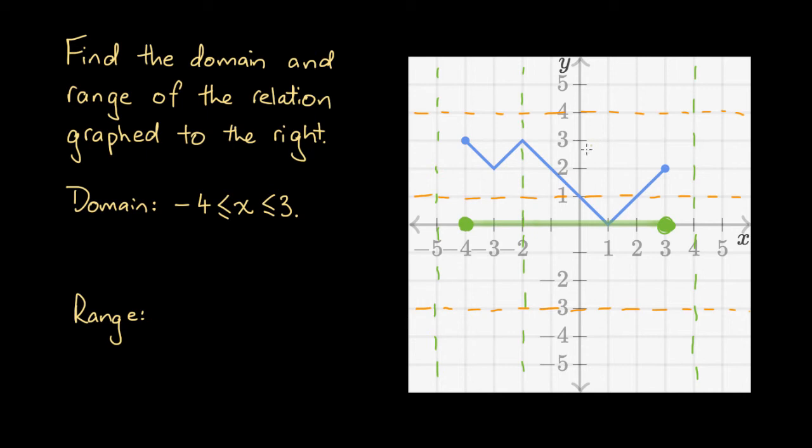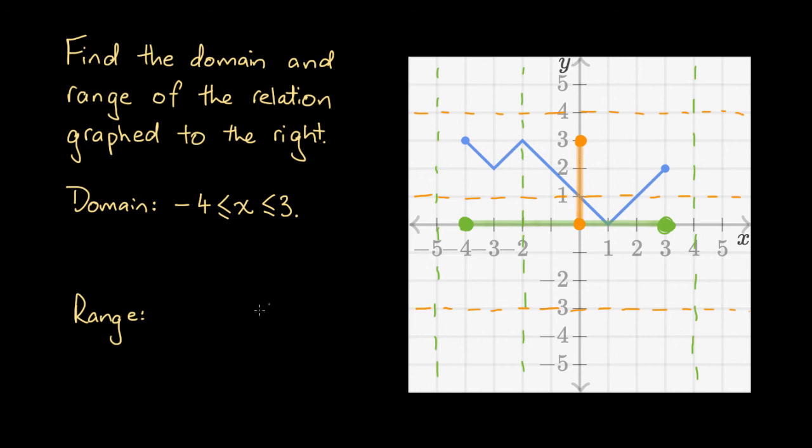Again, another way we could think about this is to project this blue curve onto the y-axis. If we do that, we get a line segment which has a filled-in point at y equals 0 on the y-axis and a filled-in point at y equals 3 on the y-axis. And in between, we'd have a line that looks like this. And this line segment corresponds to the set of all possible output values for this equation, or another way of saying that is, it corresponds to the range.